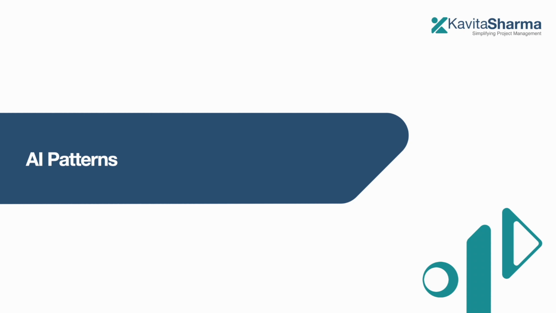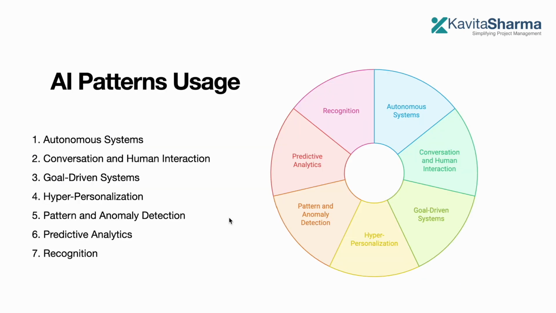Let's talk about AI patterns. So pattern is the usage. These are the technical names of the AI which we've been dealing with. So there are 7 patterns, and the 8th is generative AI, which I'm going to talk about in a separate lesson. So the patterns are autonomous systems, conversation, goal-driven, hyper-personalization, pattern and anomaly detection, predictive analytics, and recognition.